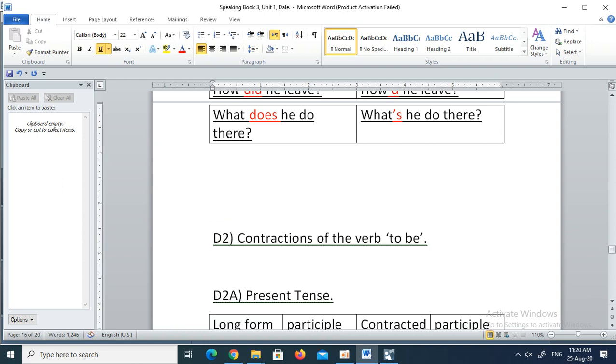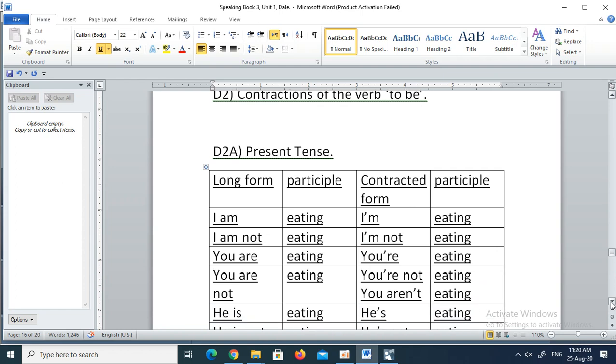Contractions of the verb to be. The long form, I am eating. The I am contracts to I'm. So I am eating becomes I'm eating. I am not eating then becomes I'm not eating. If I say you are eating, the you are, which is the long form, can become you're eating. If I say you are not eating, I can either say you're not eating, or I can say you aren't eating.